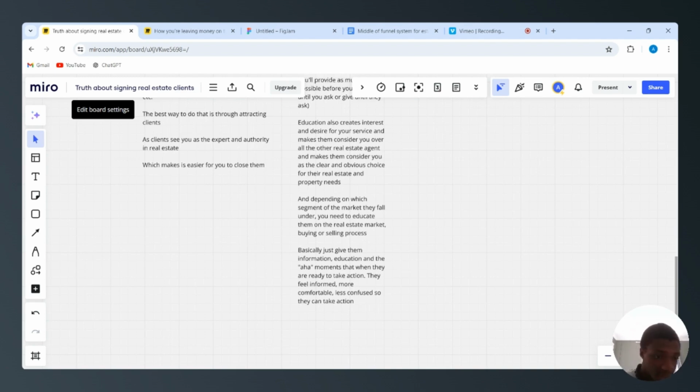Let me give you guys 3 examples of what you can educate people on in terms of real estate, and then in terms of yourself. 3 examples: the importance of pricing their home correctly, tips and tricks for selling their home, and costly mistakes that buyers and sellers make when buying or selling a home.